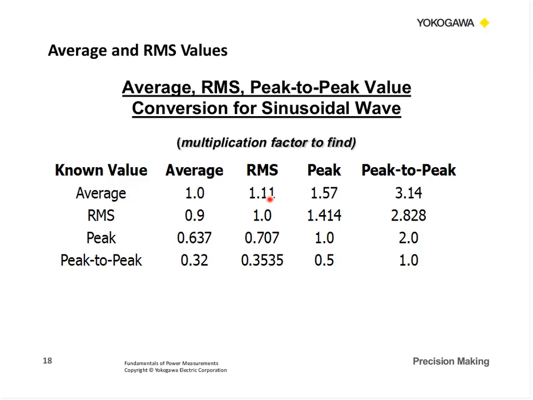And of course we know the peak value of our signal if we know the RMS value, and the peak is square root of 2 times that, 1.414. So just some relations that we may be using in some of our examples today.